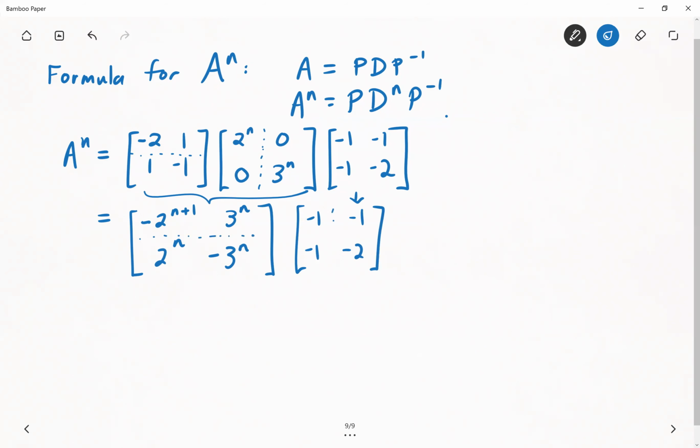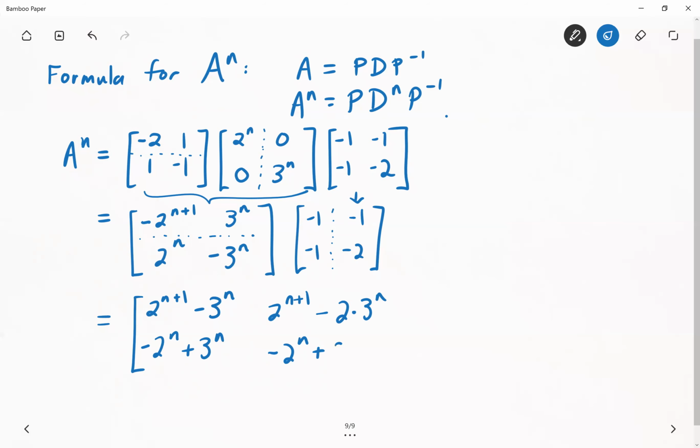Multiply together those two. Let's see, I'll have a top left entry is 2 to the n plus 1, those negatives cancel, minus 3 to the n. Top right entry will be 2 to the n plus 1 minus 2 times 3 to the n. Bottom left entry will be negative 2 to the n plus 3 to the n. Bottom right entry will be negative 2 to the n plus 2 times 3 to the n. There we go. And with that formula, calculating A to any power is as straightforward as it could be.